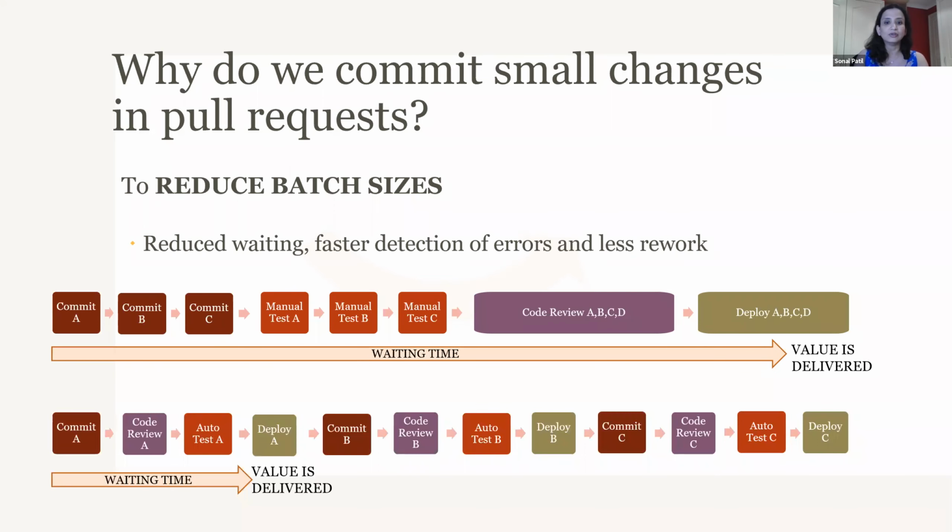Contrast that with the second flow. Each change is committed in its own pull request. It's reviewed, tested, and deployed to production. The wait time is shorter, any problems are quickly identified, and value is delivered way quicker to the customer.